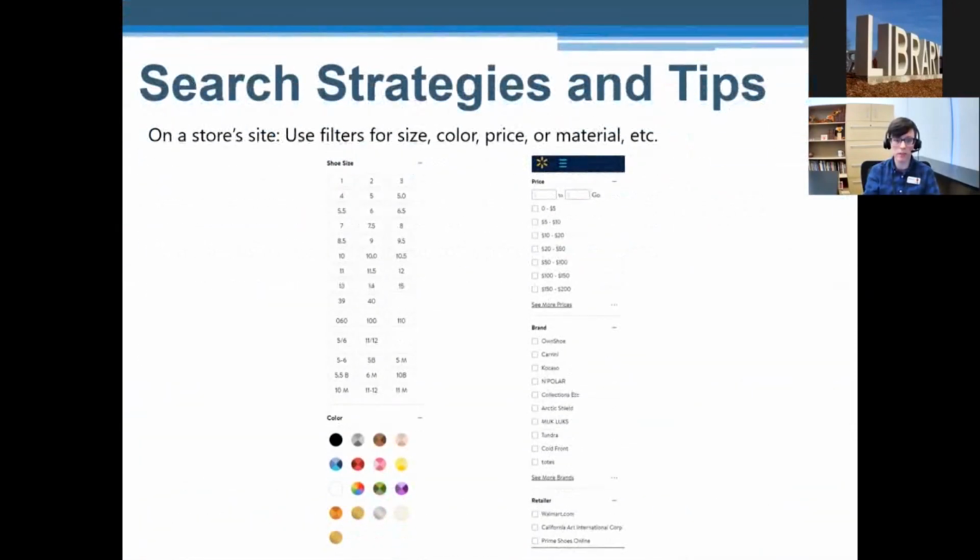Mm-hmm. And this example was for boots, but most clothes and electronics will have the option to filter by price, brand, or color, and with clothes, you can filter by size. So if you're looking for a large t-shirt and you don't want to get results for small, you can choose your size. So that's a really cool option for online.